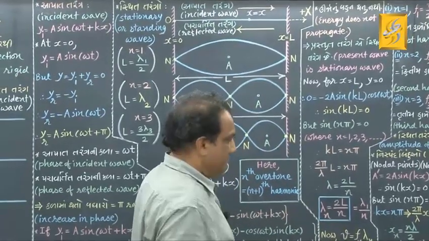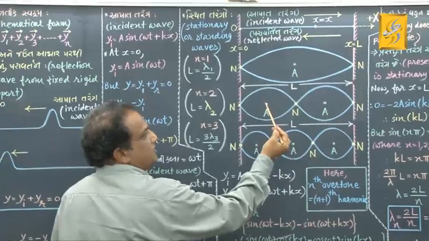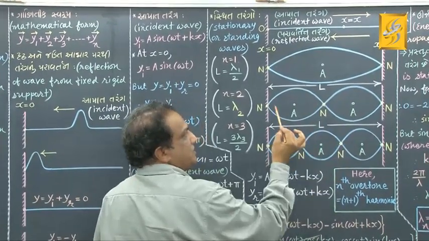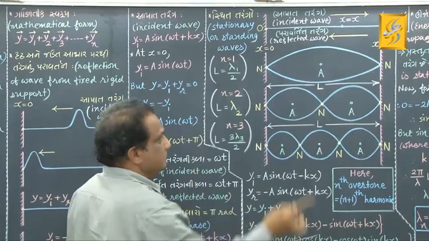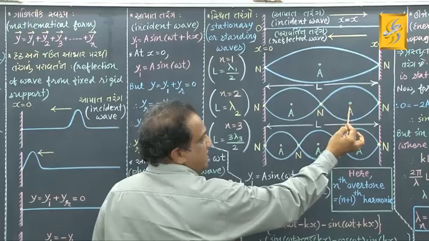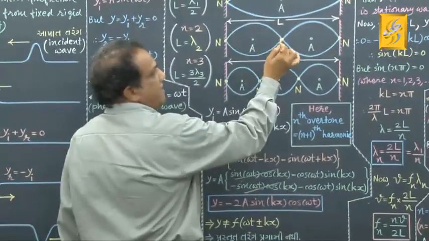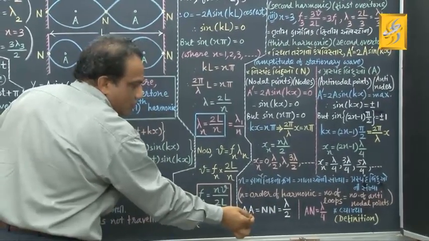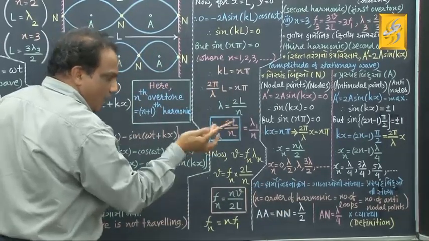Simple? Fine. Now, if somebody asks you, what is the distance between two consecutive antinodes? Same is the distance between two consecutive nodes, but how much is that distance? Very simple. Distance between A and A, I am writing AA. Distance between N and N, I am writing NN. This is the distance between two consecutive antinodes. This is the distance between two consecutive nodes. But how much is the distance?